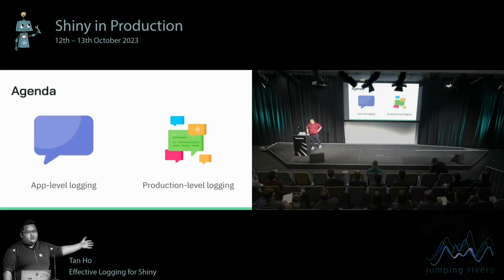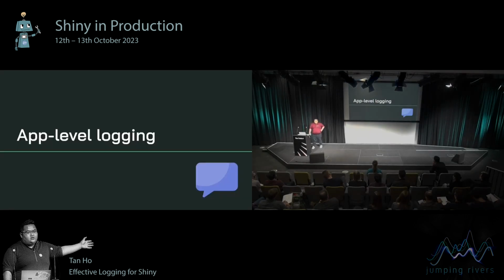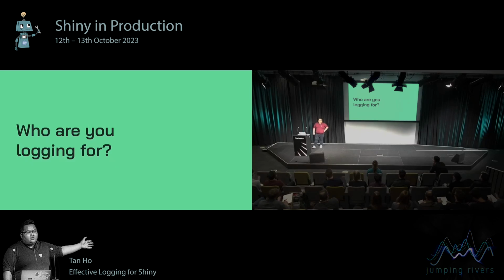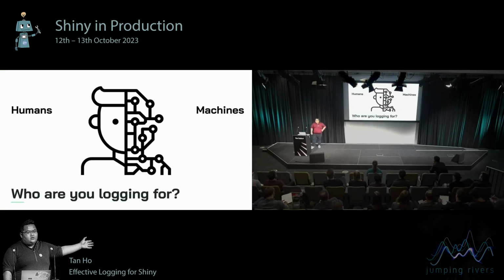Today we're going to talk about two things. We'll start with app level logging, go in depth there, and then we'll talk about some of the improvements to the production level logging systems that I put in. So let's start with app level logging. The first question is, who are you logging for, right? Who are the main personas that you want to log for? In this case, you've got humans, developers, and you've got machines.